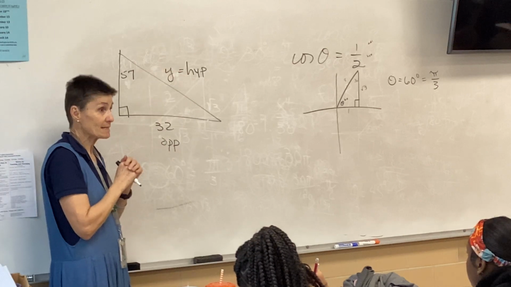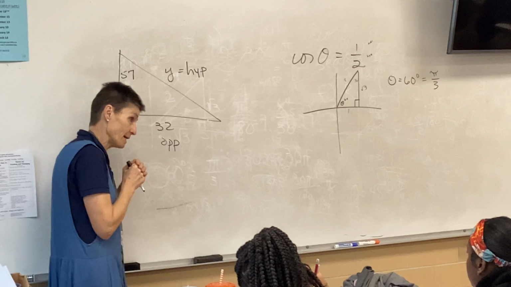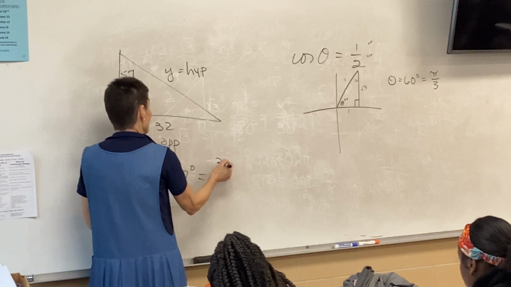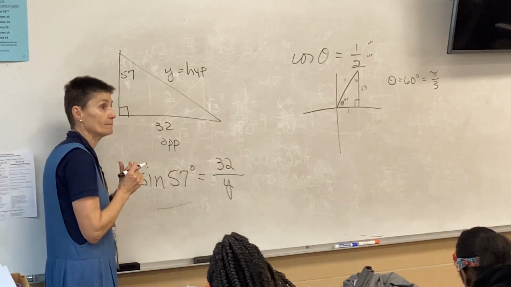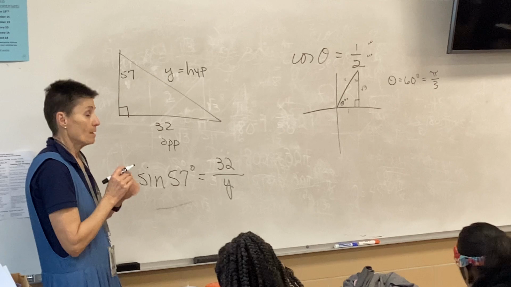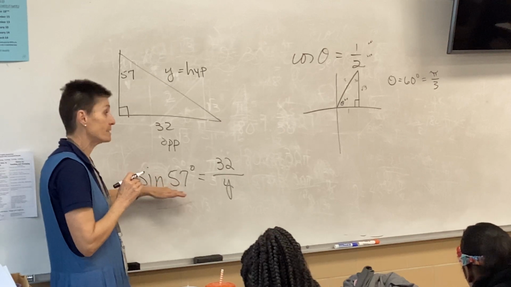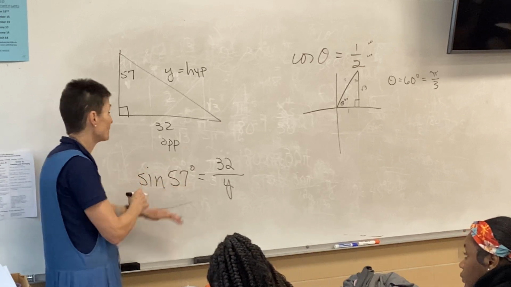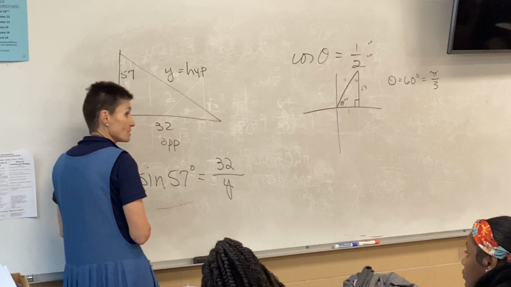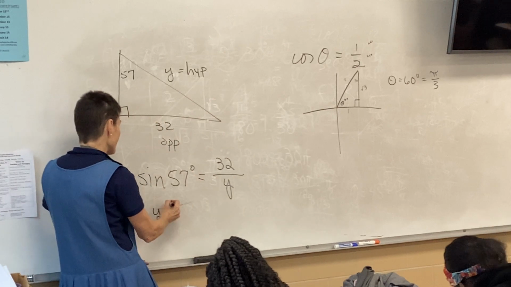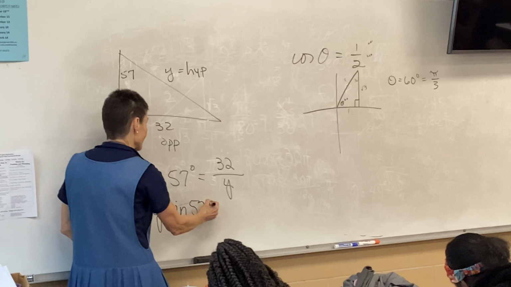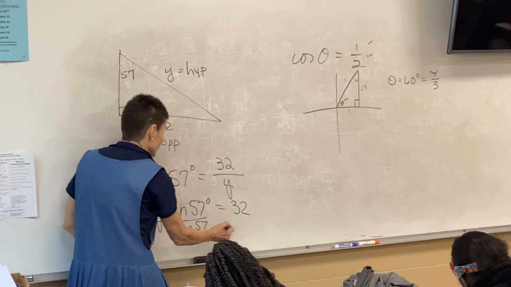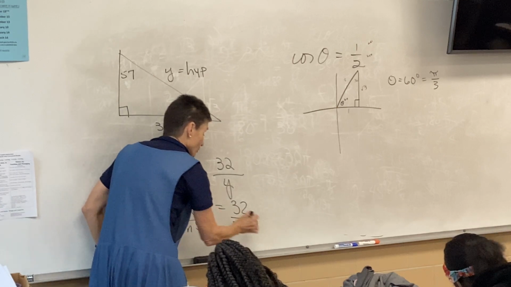Which means I'm going to use which function? Sine. Sine 57 degrees equals 32 over y. You always take the sine of the angle. So it's going to be sine 57, sine theta, sine 57 equals opposite over hypotenuse. So now we'll multiply both sides by y and divide by sine 57. Does the arithmetic make sense to you?